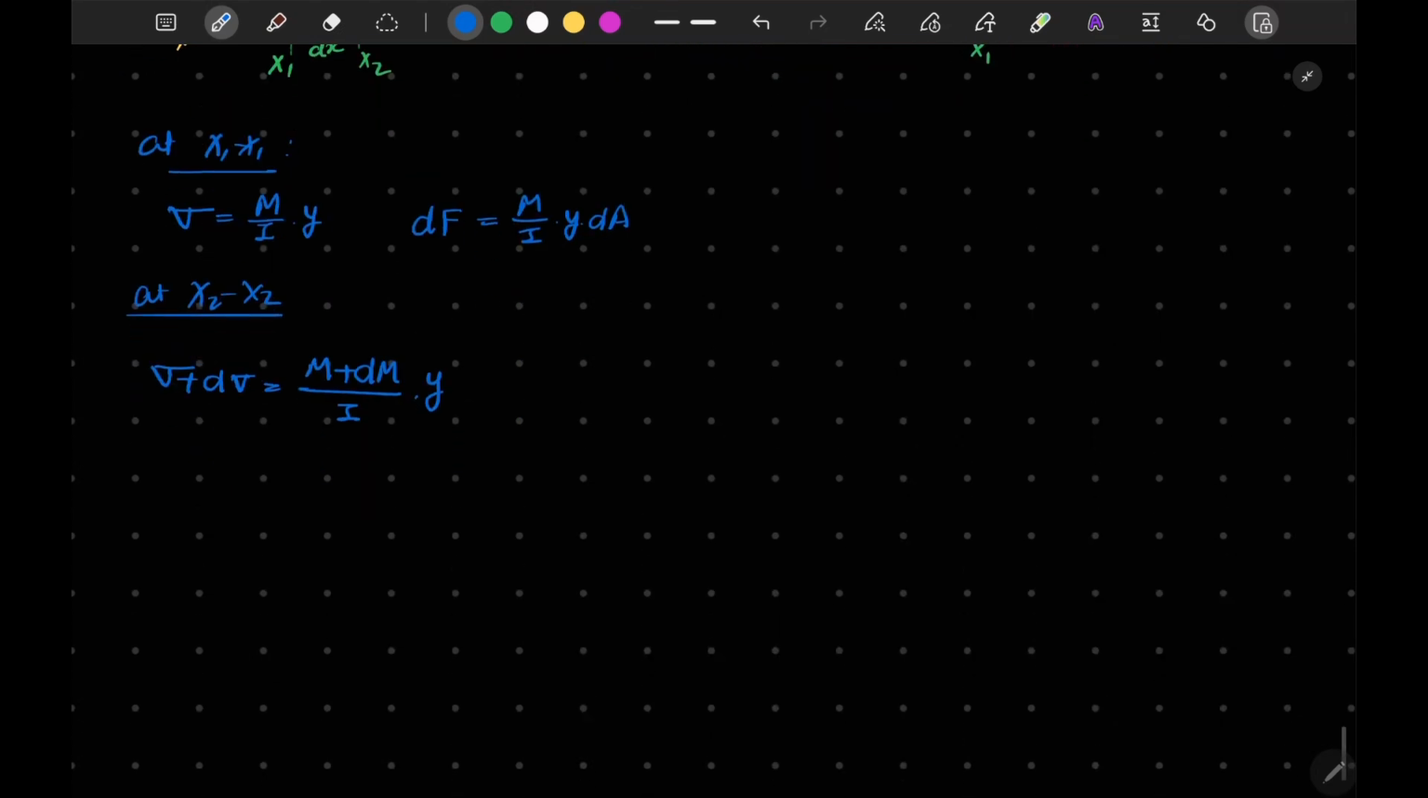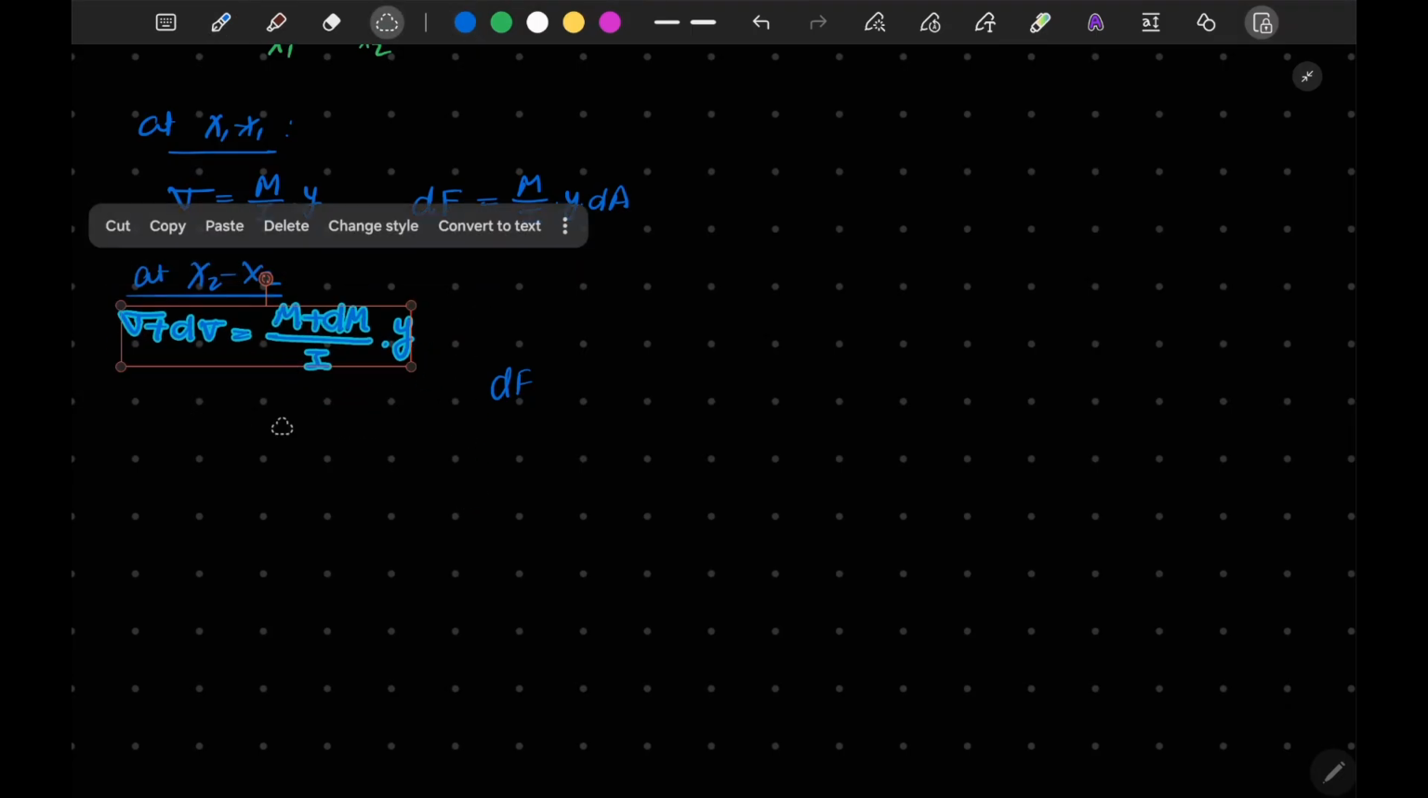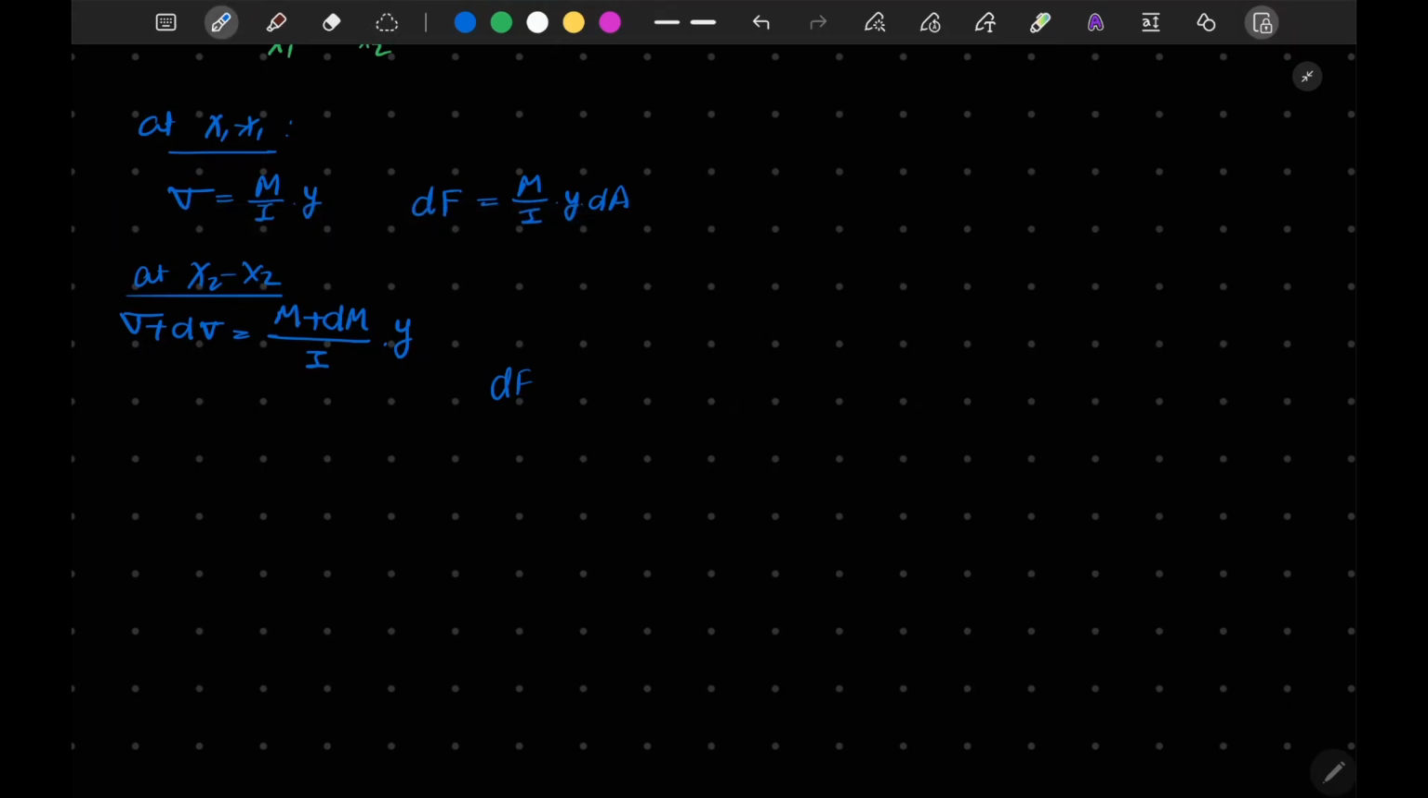Okay, and similarly here also I can write that my dF can be written as, let me write it, dF is equal to m, or I can write force is equal to this here. Okay, and here I can write F plus dF is equal to (M plus dM) by I into y.